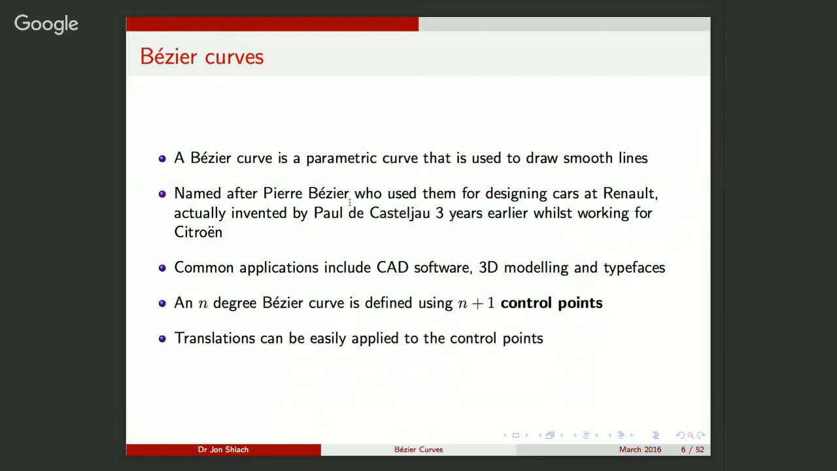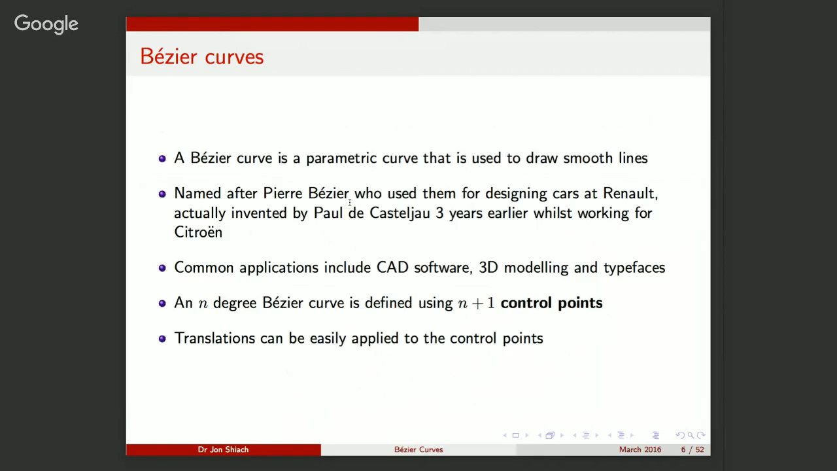We could have different degrees of Bezier curves. An n-degree Bezier curve is defined by what we call control points. We need 1 more control point than the degree of the Bezier curve. So if we've got a quadratic curve, that's degree 2, so we need 3 points to define it. If you want to make translations, scale, rotate, move, anything like that, it can easily be applied to the control points.